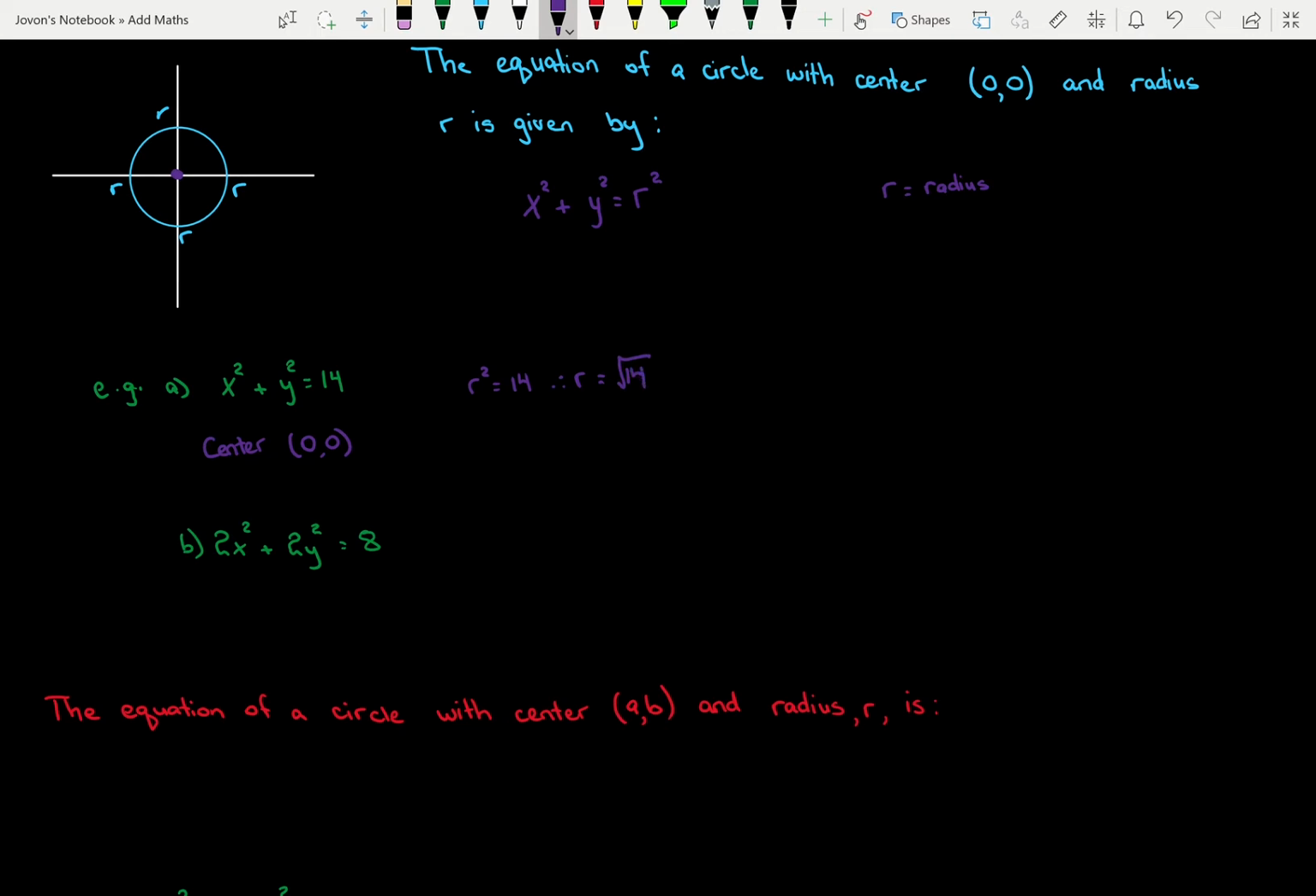Again, look at this one now. We have 2x squared plus 2y squared is equal to 8. Whenever we have a question like this, what we want to do is make the coefficient of x squared and y squared 1. So we divide throughout by 2, so we get x squared plus y squared is equal to 4. So from this, we know that the center is 0, 0, and the radius r squared is equal to 4. So therefore, the radius r is equal to 2.